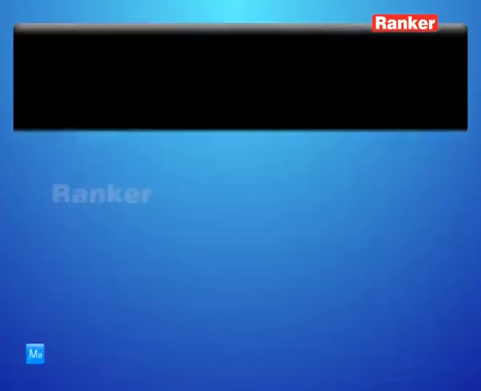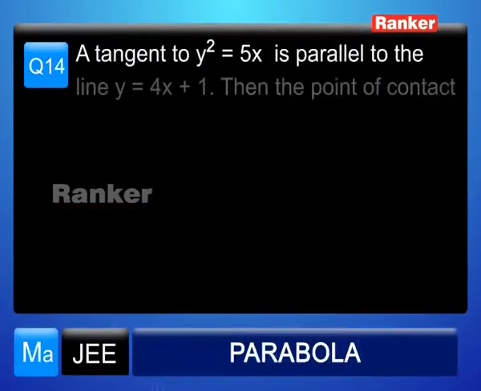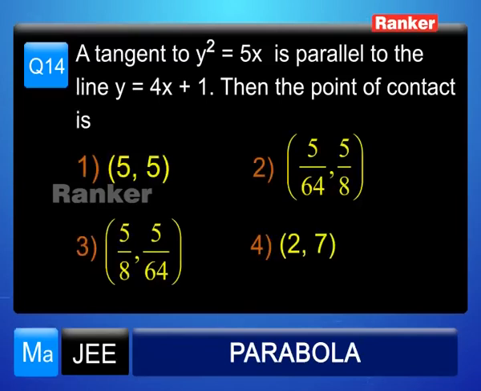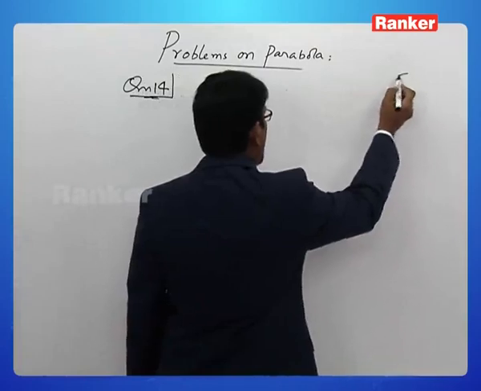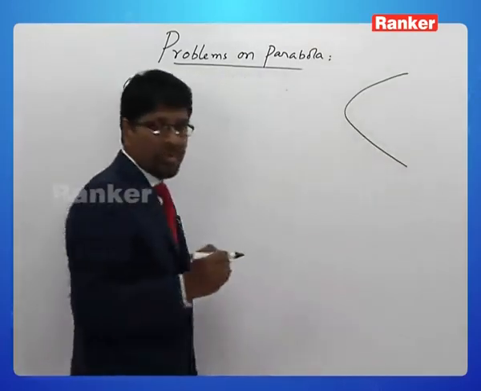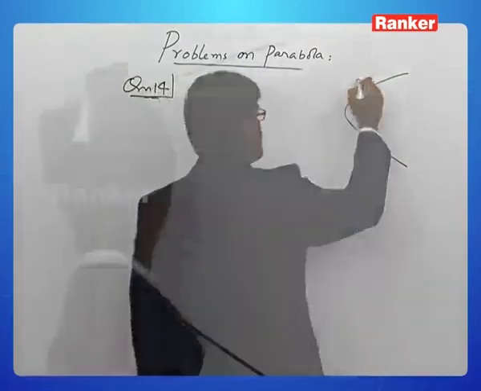Let's move to the next question, question number 14. A tangent to y square equal to 5x is parallel to the line y equal to 4x plus 1. Then the point of contact is, first option (5, 5), second option (5 by 64, 5 by 8), third option (5 by 8, 5 by 64), fourth option (2, 7). Now, I have a tangent to the parabola y square equal to 5x.